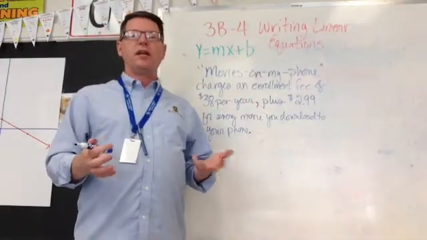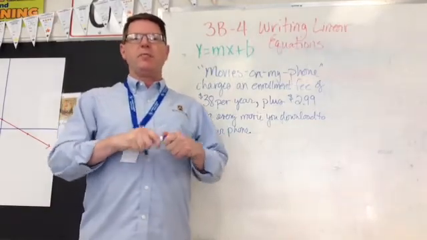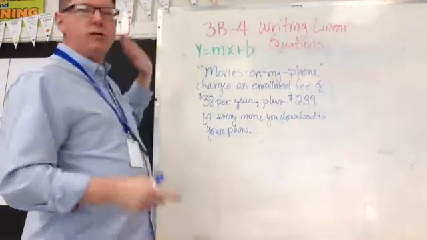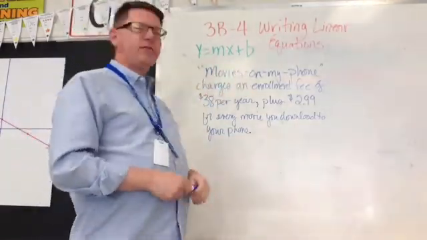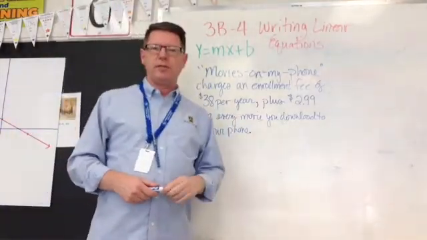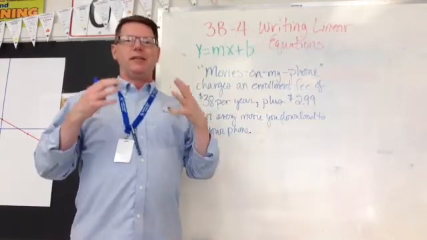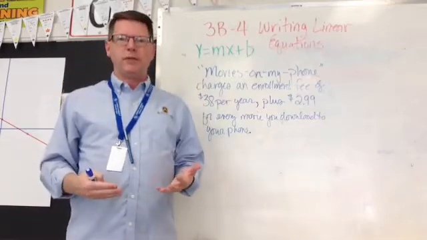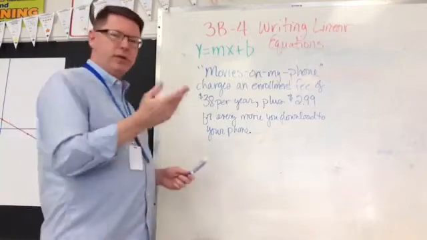The next part of writing an equation of a line is if we're given a word problem and we have to come up with the equation based on the word problem. Okay? So here, a new app out there called Movies on My Phone charges an enrollment fee of $38 per year plus $2.99 for every movie you download to your phone. So how could I write an equation that gives me the total cost for downloading any number of movies on my phone?